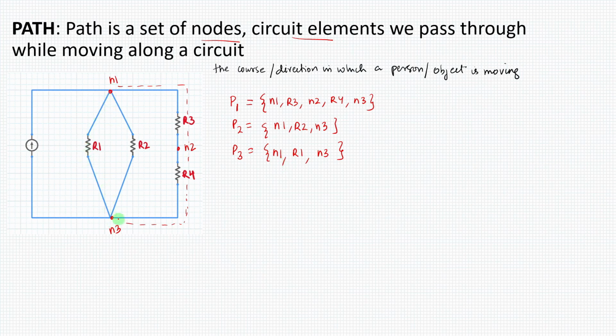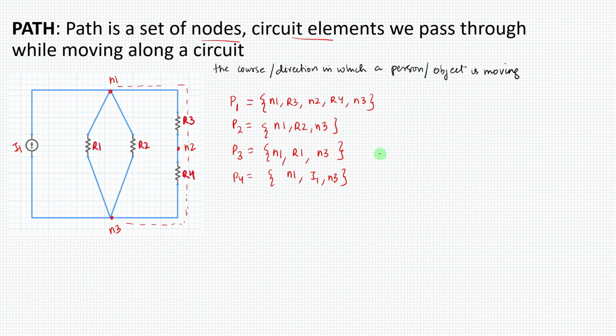Okay, N1, R1 and N3. And this is I1 here. So I can define another path, say path 4, that can be N1, I1 and N3. Okay, so N1, I1 and N3. So this is another path here.